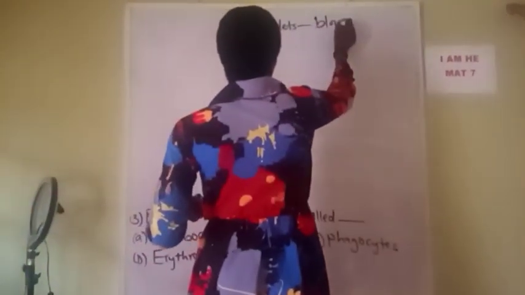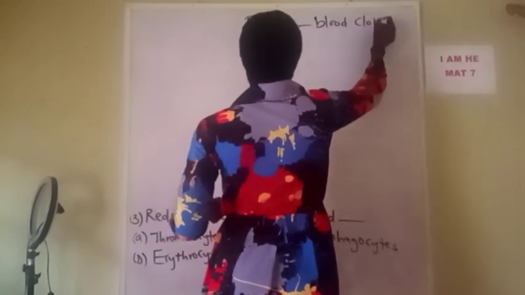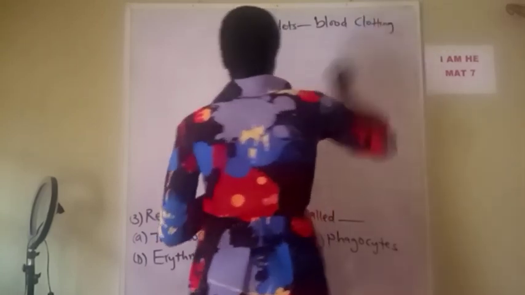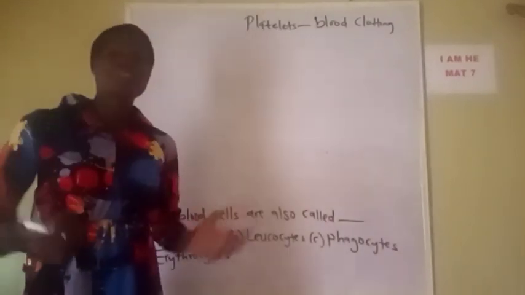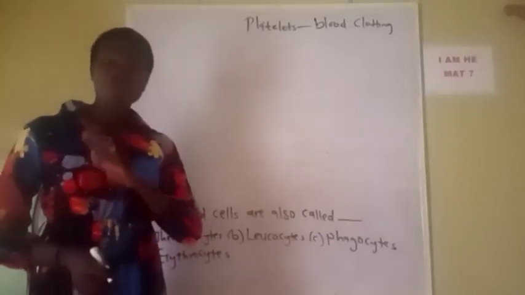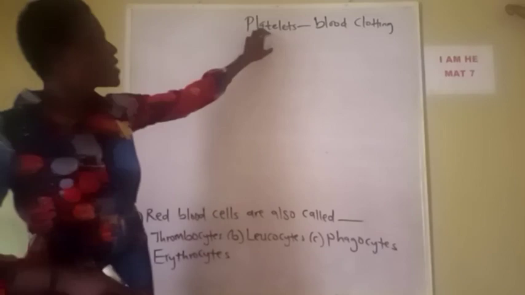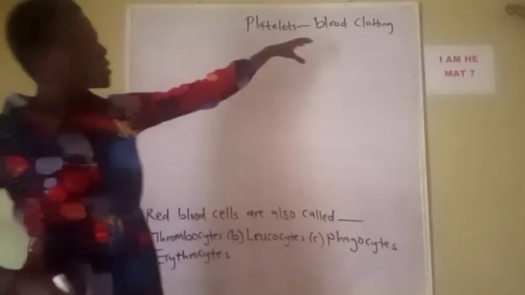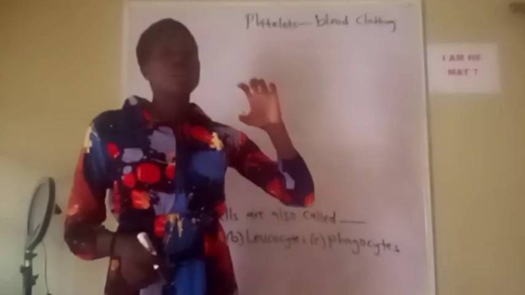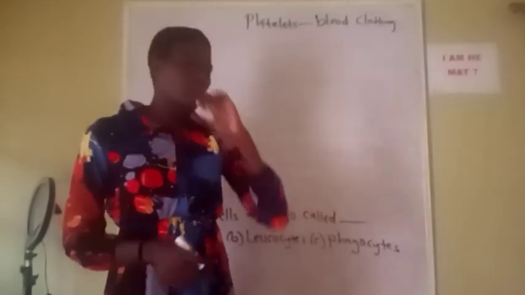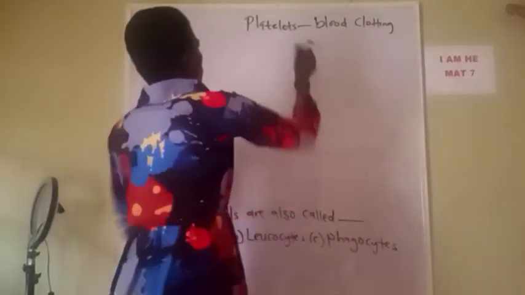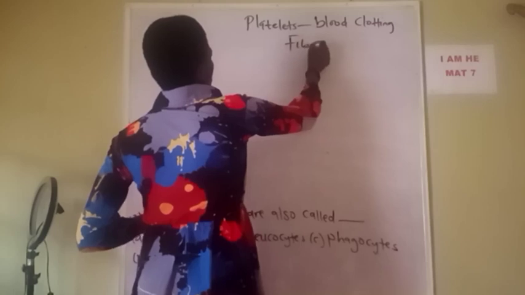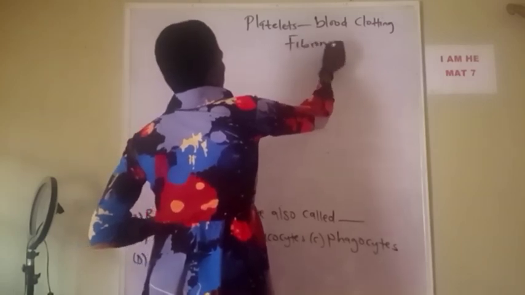Their major function is to clot blood. That's what it means, it helps to clump the blood. For instance, if someone is losing blood, at some time the blood stops flowing, right? Because of the platelets. So they are there to clot the blood. And also in my other video I talked about a protein called fibrinogen. This is a protein, the fibrinogen.